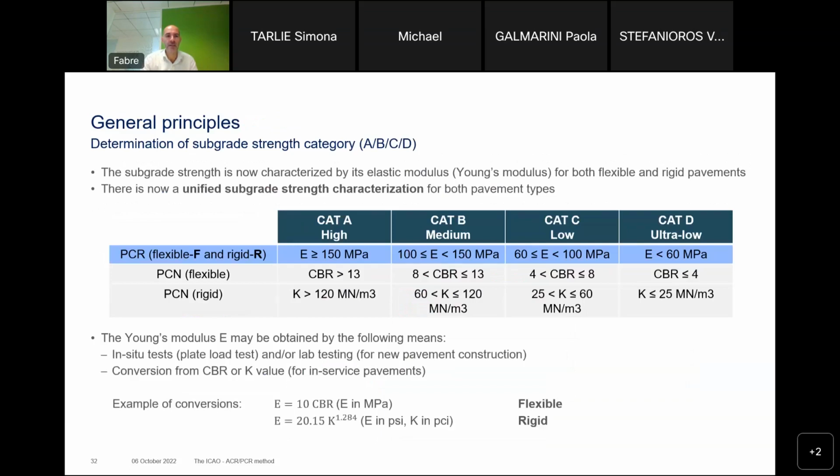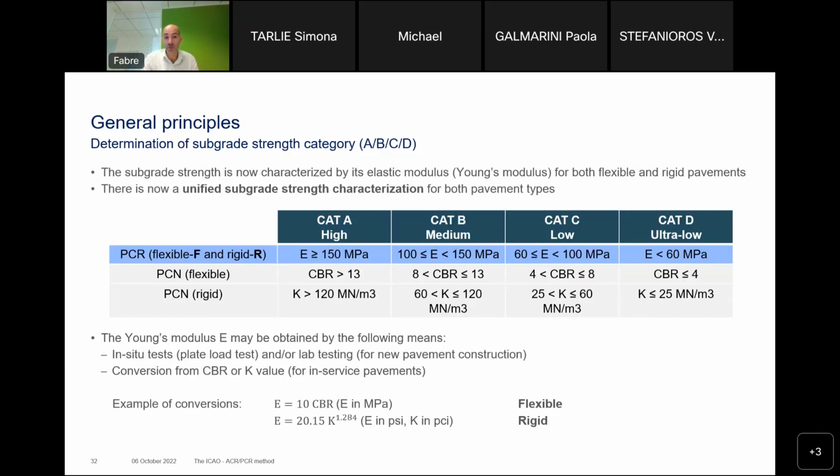So I recall the four different subgrade strength categories, A, B, C, D. For the ACR slide, it was the average values, because each ACR is computed for the average values for each category. But for the PCR, I mention the range of E-modulus according to each category. So for instance, for category B, that will be all pavements with a subgrade E-modulus between 100 megapascal and 150 megapascal. So it means that if your subgrade modulus is 120 megapascal, the CDF will be computed for an E-modulus of 120 megapascal and not for the average values, because the PCR must represent the actual pavement characteristics.